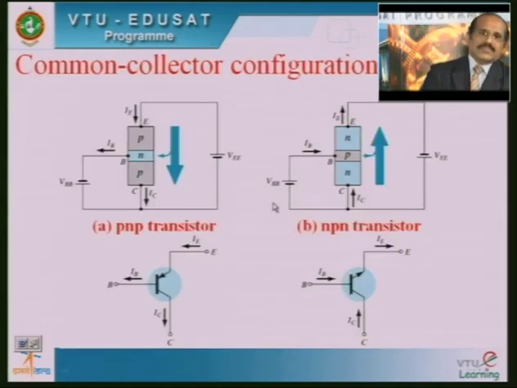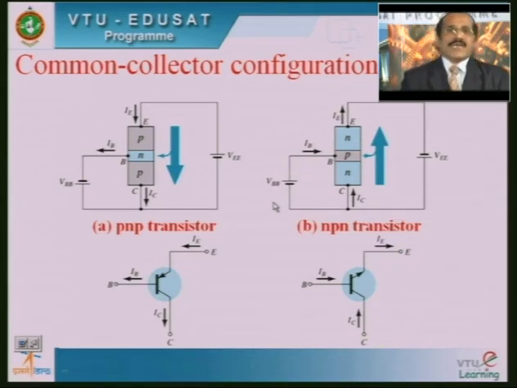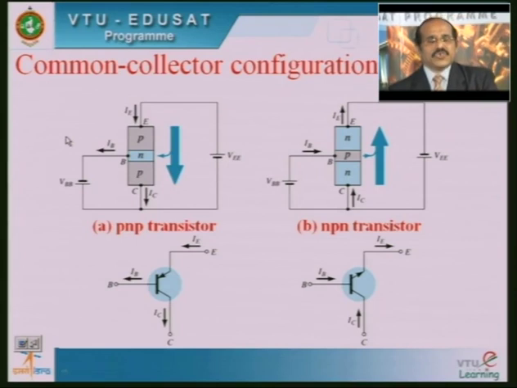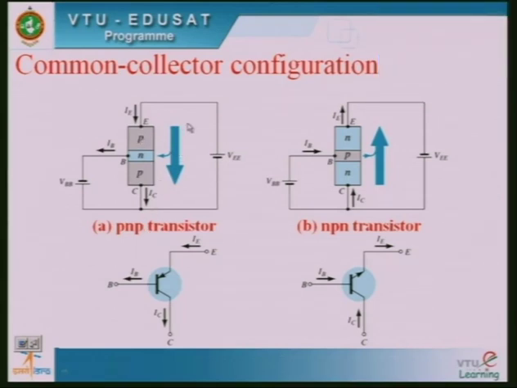Now, let us consider the common collector configuration here. This particular slide shows you the PNP transistor. As I told you, this is a common collector configuration. The collector acts as a common terminal between the input and the output here. Here the input is the base, that is the N layer, and the output is the P layer, that is the emitter here. So therefore the collector is shared between the input, that is base, and the output, that is the emitter here.